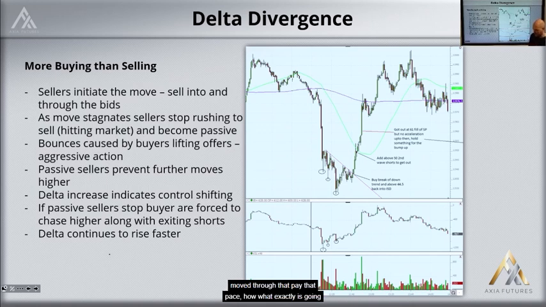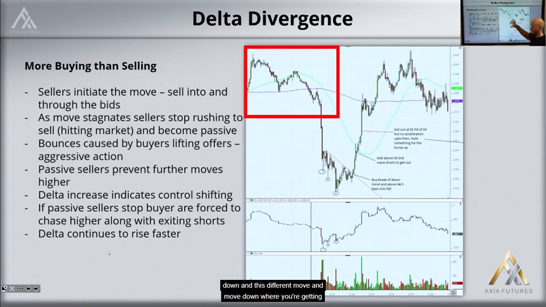Okay, so what exactly is happening there? I kind of quickly moved through that piece. What exactly is going on? How does the trade work? So this is a delta divergent trade. What essentially you're getting is, in this instance, a move down, where you're getting more buying than selling.